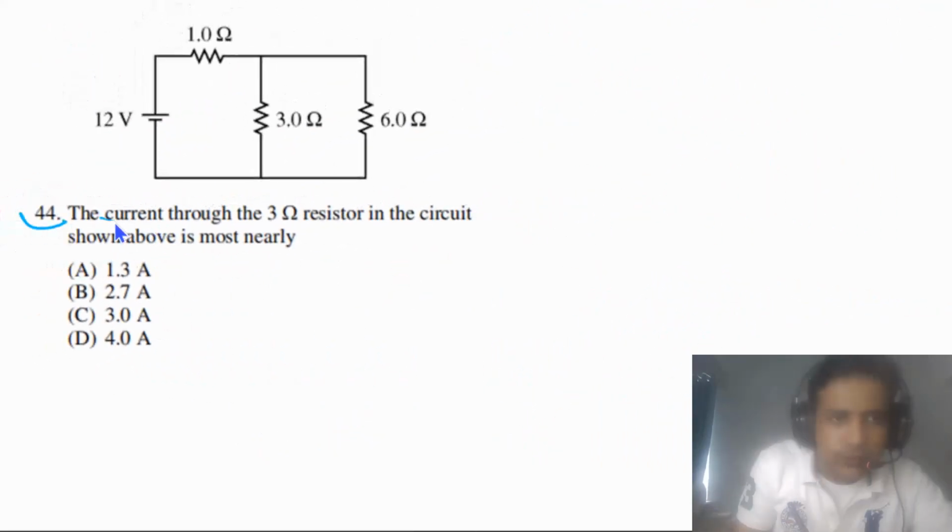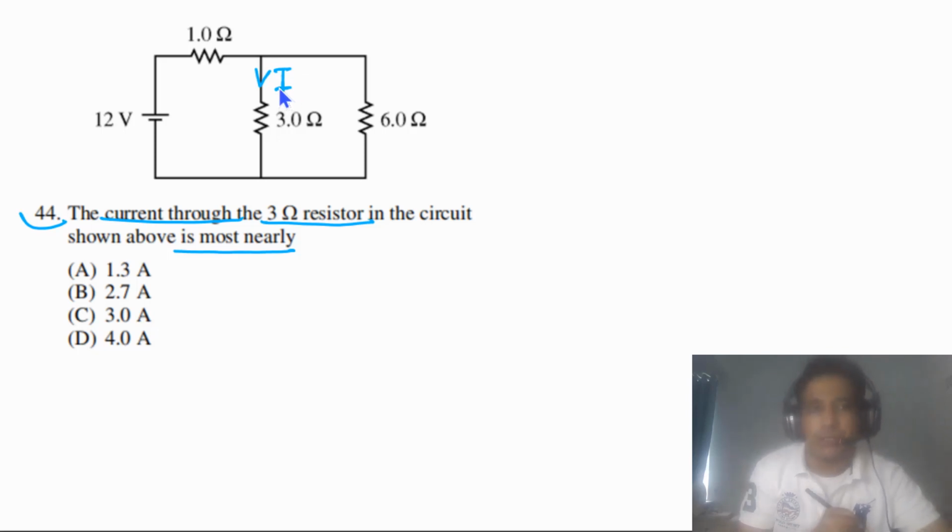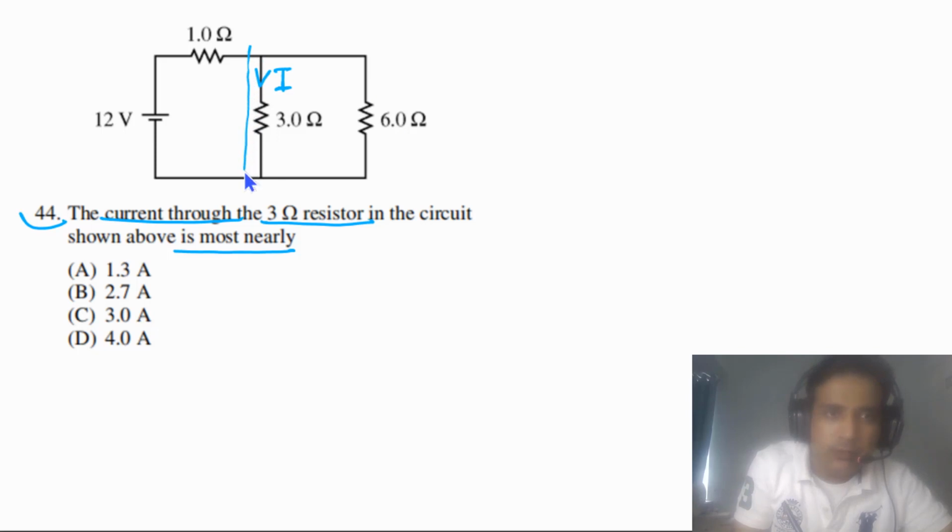Question 44 says the current through the 3 ohm resistor in the circuit shown above is most nearly. Simply, we need to find out how much current is passing through this resistor. So we need to find the value of I in this case. The best way to answer this problem is, if you look at this part of the circuit, we have these 2 resistors.